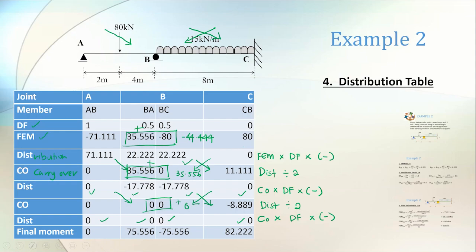You just add all those starting from here. Campurlah semua ni. Okay, you plus all together starting from FEM, then you will get the final moment. Do it for every column. Okay, we are done with distribution table. Now we can move to reaction.